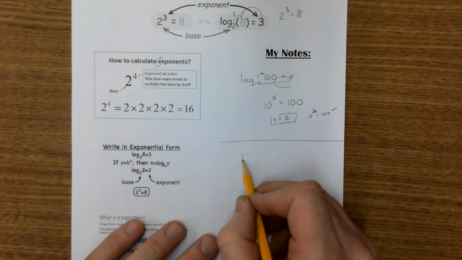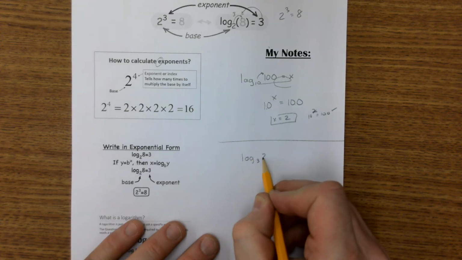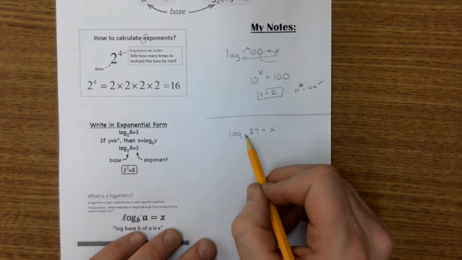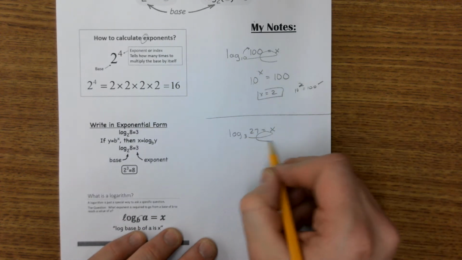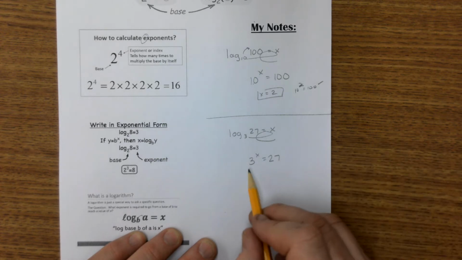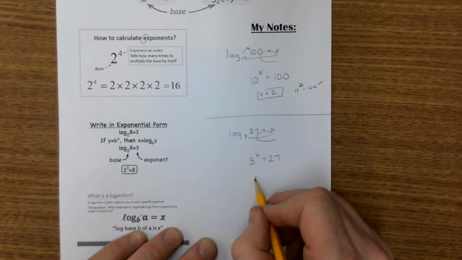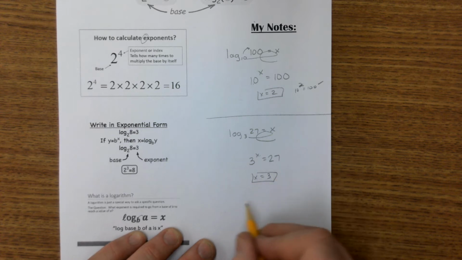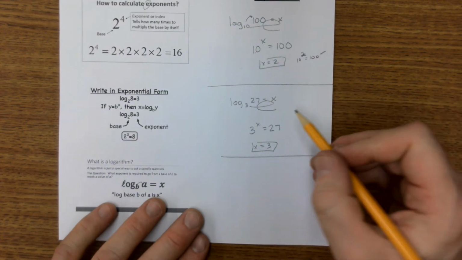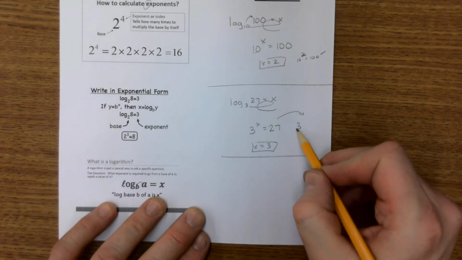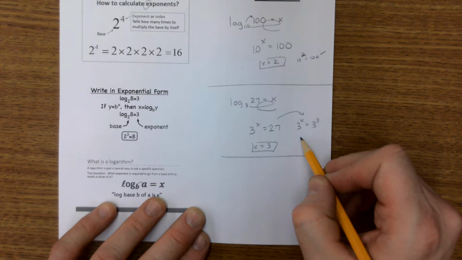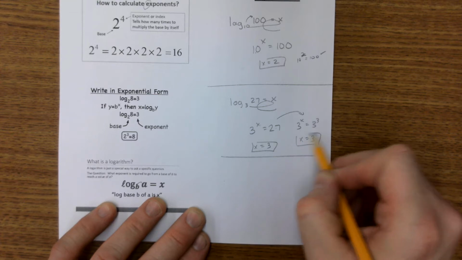All right, let's do another one. What about log base 3 of 27? Well, what exponent do I need to take a 3 and make a 27? Well, I can rewrite it: 3 to the x equals 27. 3 to the third power is 27. All the problems that we're going to do today are easy enough that you'll be able to figure them out in your head. The other way to do that is to say this is 3 to the x, 27 is 3 to the third, so x is equal to 3.